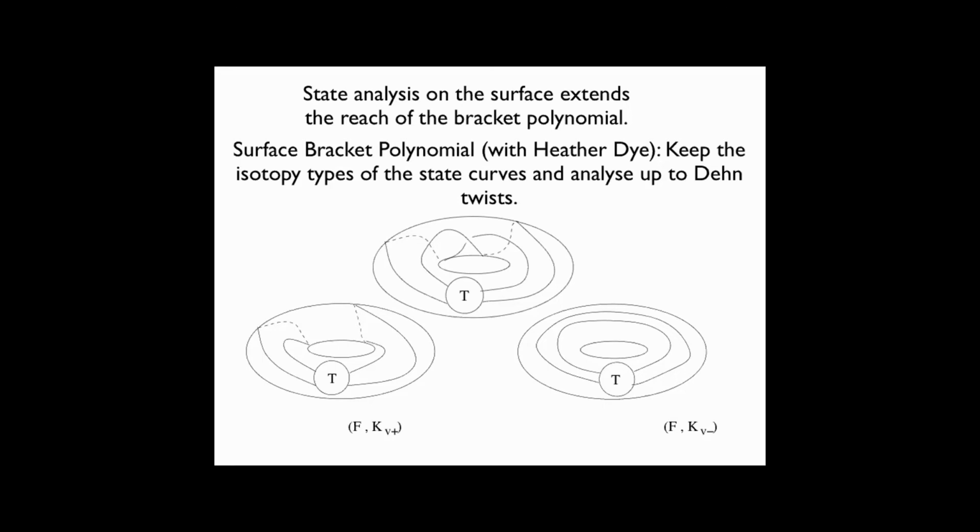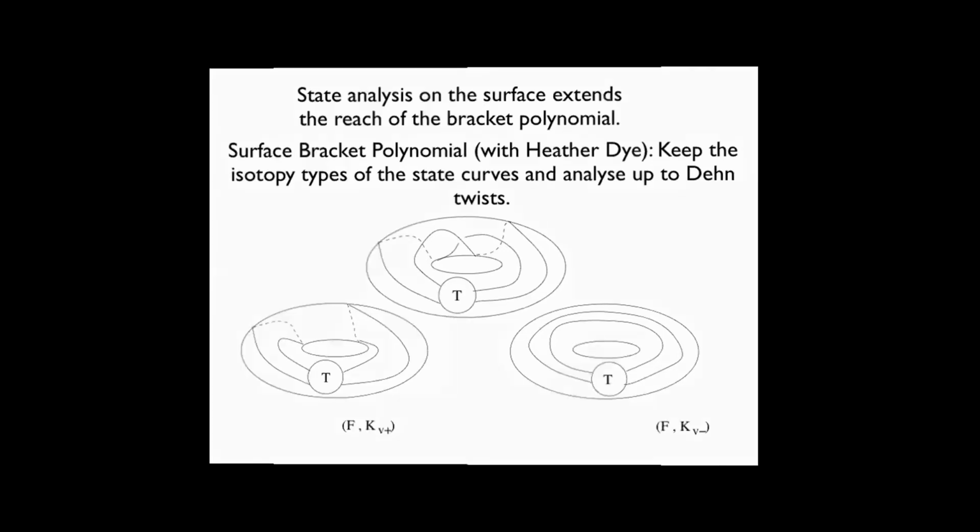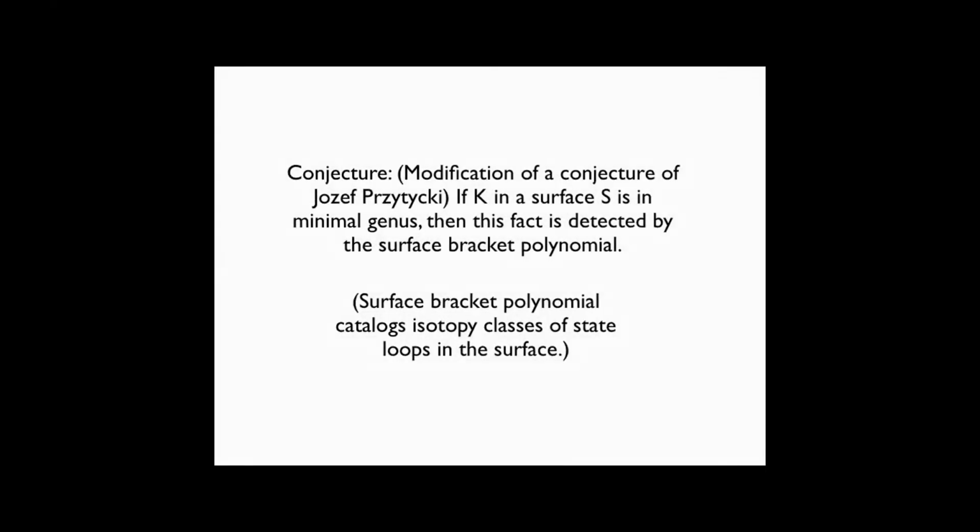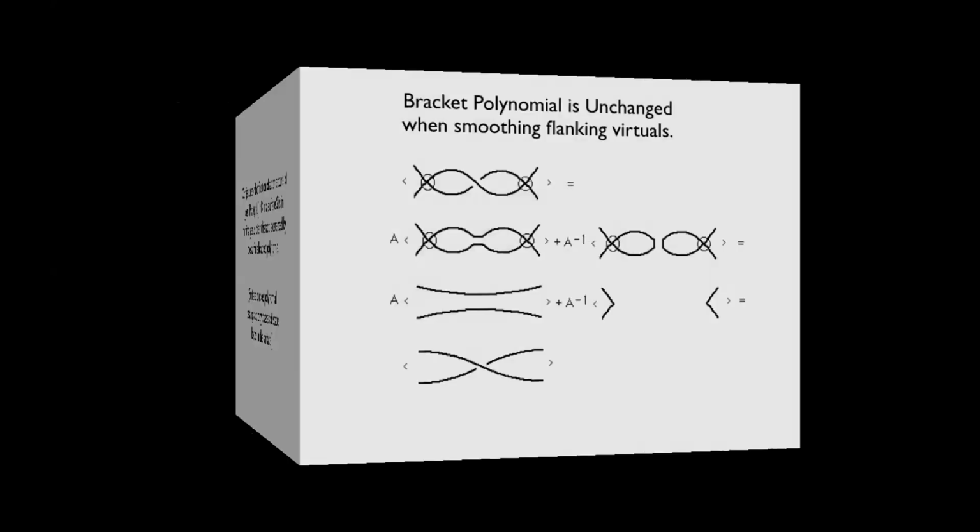It's a technique. I'm not going to go into it now. But this is a nice conjecture. If you have a knot in a surface and it is of minimal genus, then it could well be that the bracket polynomial, using it in the surface with isotopy classes for its state loops, will detect that. We'd like to know whether this is true or not.